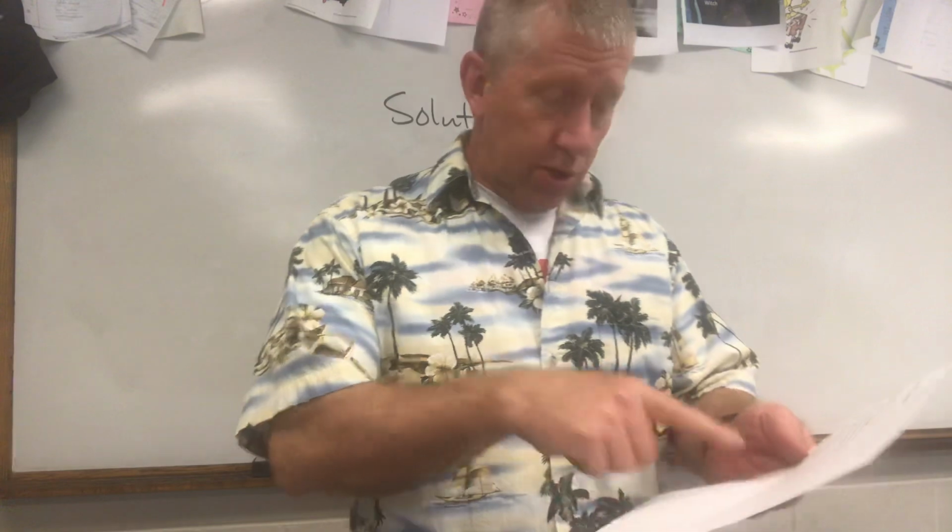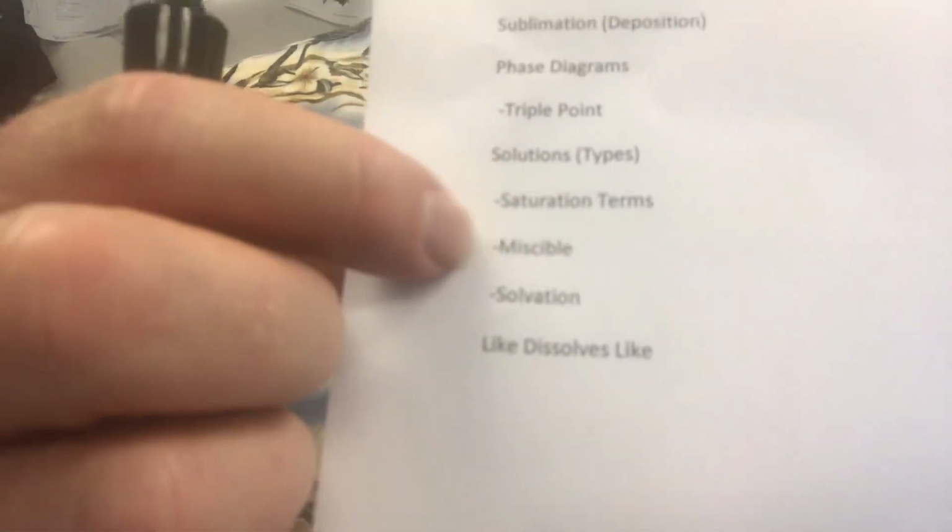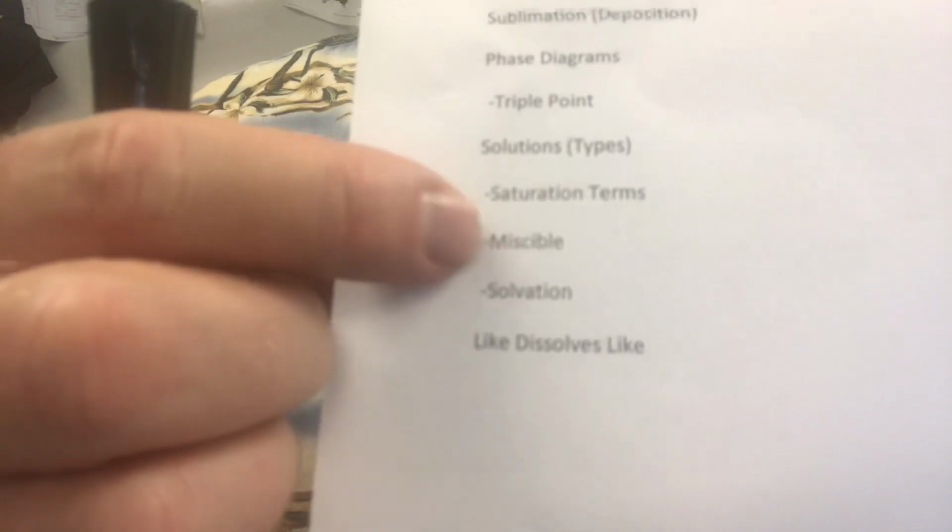All right. Saturation terms: miscible and solvation. Miscible is just a fancy word for mixing. It means they mix together. Water and salt: salt is very miscible in water. It mixes quite well. However, oil and water are not miscible. They do not mix well. So there's that term, you'll see that sometimes.